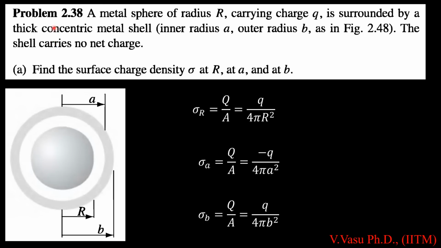Today we will solve problem 2.38 of Griffiths, 4th edition, Introduction to Electrodynamics. Problem 2.38: a metal sphere of radius R carrying charge q is surrounded by a thick concentric metal shell of inner radius a and outer radius b, as shown in the figure. The shell carries no net charge. Then find the surface charge density sigma at R, at a, and at b.